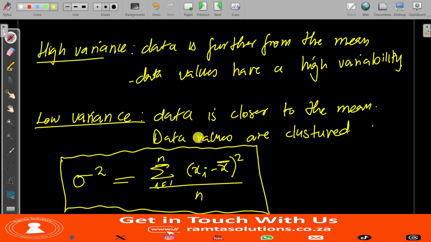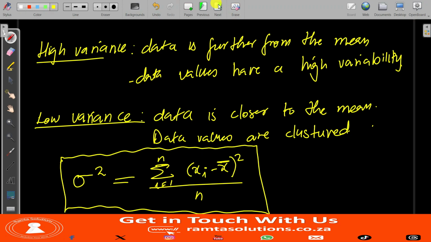So we say, no, the variance can never be zero. Now what about the units? The units of your variance will be whatever unit you're considering squared. That will be the units of your variance.